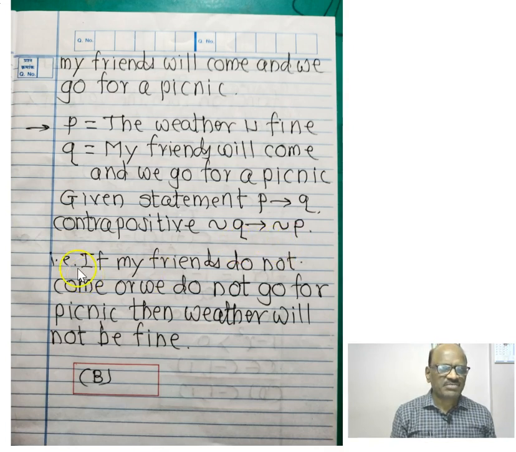Therefore, the statement is: if my friend does not come or we do not go for the picnic, then the weather will not be fine, and hence option B is the correct one.